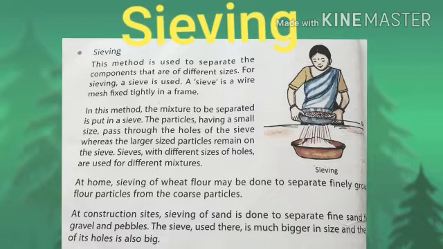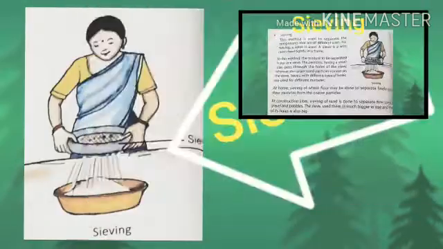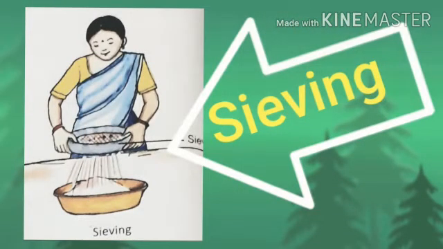At home, sieving of wheat flour may be done to separate finely ground flour particles from the coarse particles. Have you seen at construction sites, sieving of sand is done to separate fine sand from gravel and pebbles? The sieve used there is much bigger in size, and the size of its holes is also big.